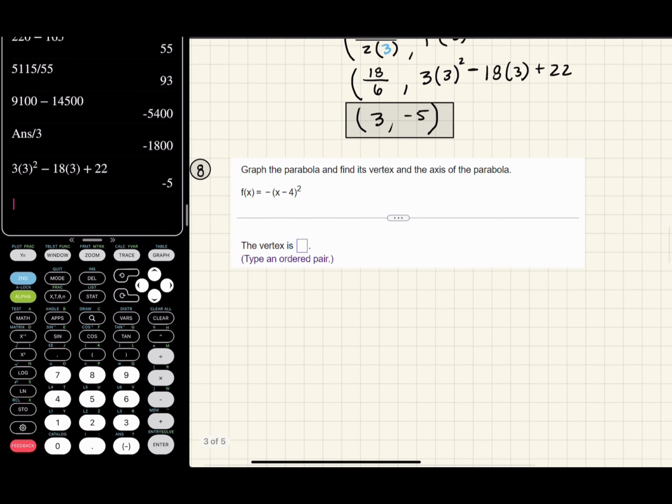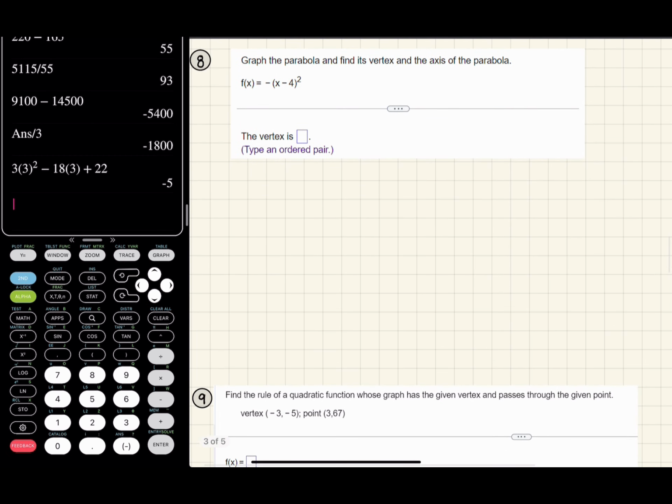Alrighty, another parabola problem here. And in this problem, we're given a parabola, or at least the equation of a parabola, and we're asked to find its vertex as well as the axis of symmetry. Now, this parabola they gave us is actually already in vertex form. It may not look like it, but it is.